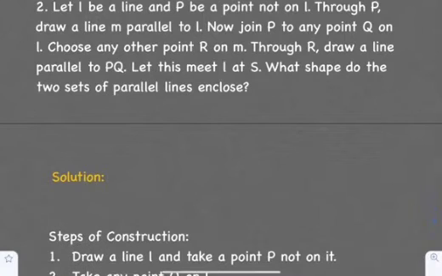Now moving on to another problem. Let L be a line and P be a point not on L. Through P, draw a line M parallel to L. Now join P to any point Q on L. Choose any other point R on M. Through R, draw a line parallel to PQ. Let this meet L at S. What shape do the two sets of parallel lines enclose?